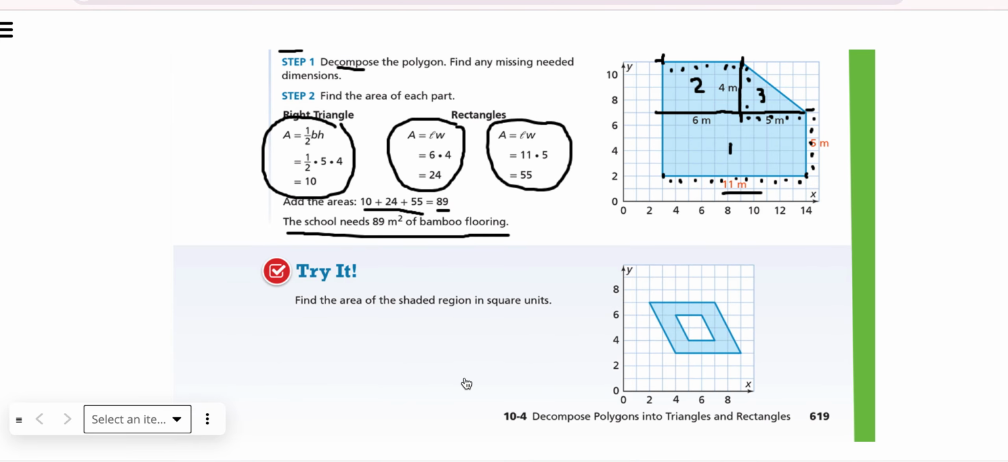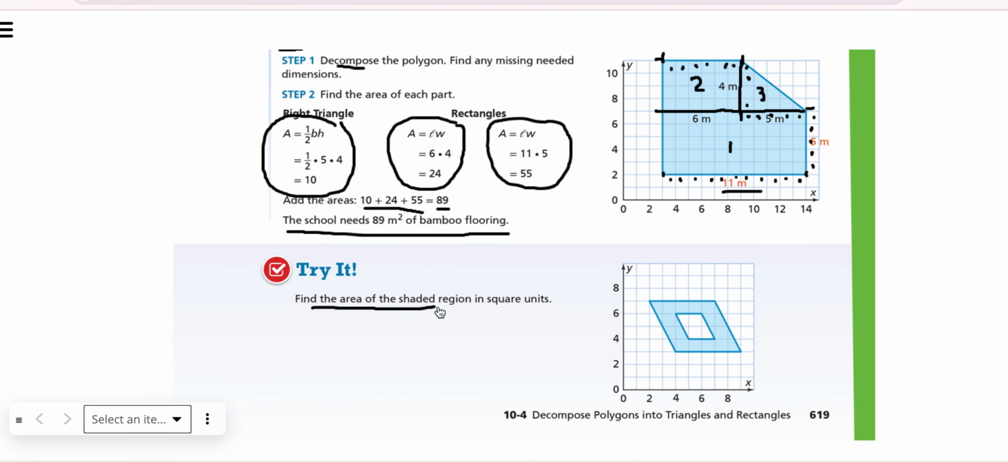All right, let's look at the try it. Find the area of the shaded region in square units. Okay, in this one, we're going to talk about a new shape, which is called a parallelogram. And to find the area of a parallelogram, you are going to do base times height. Okay, base times height.